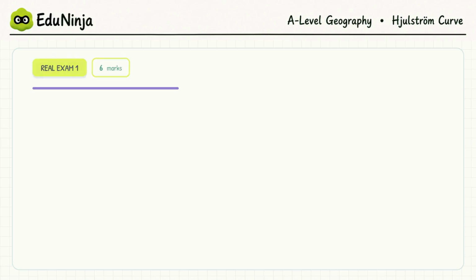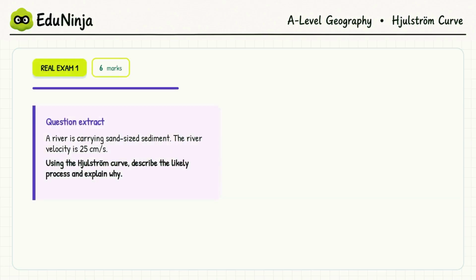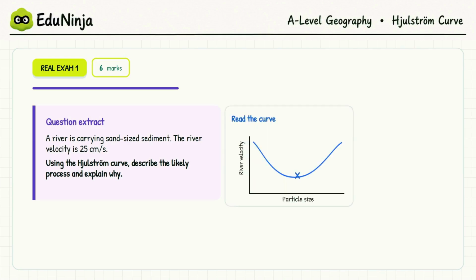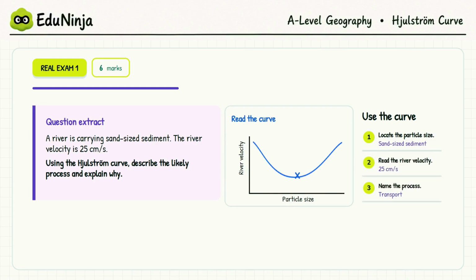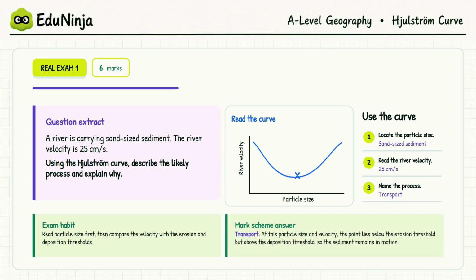Here is a real exam question on the Hjulström curve. Read the question carefully. Describe how the competence of a river changes as velocity increases. First, locate the particle size on the horizontal axis. Start with the material named in the question, and do not guess from the picture alone. Next, read the river velocity on the vertical axis. Follow the guidelines until the two values meet. Then decide which process is taking place: erosion, transport, or deposition. In this example, sand is moving at a falling velocity, so the correct process is deposition.